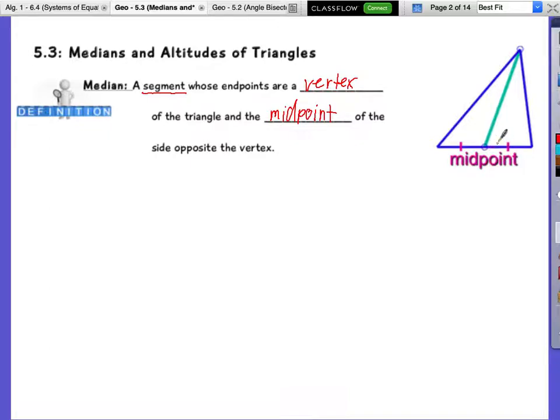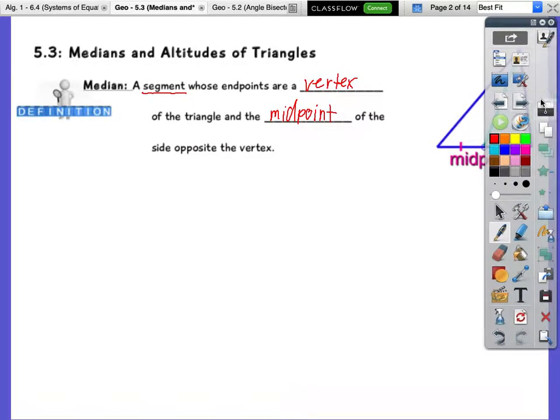Is it perpendicular to this side at the midpoint? No, it doesn't have to be. It can be, but it doesn't have to be, okay? It's usually not. But it does go to that midpoint. That's an important concept for us right there.